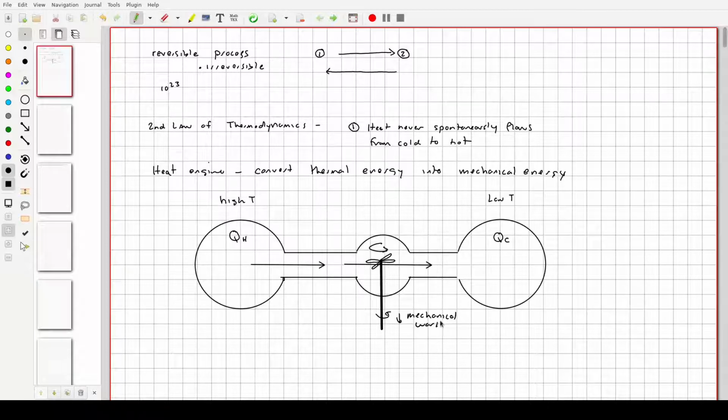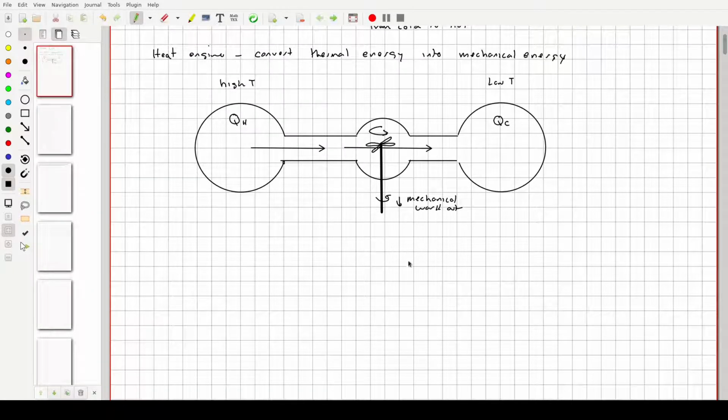Ideally, what you would like is for this difference in temperature, whatever that change in heat, rather, is, to go 100% into doing work. Now, it never goes in 100%. And we'll be talking about that later.